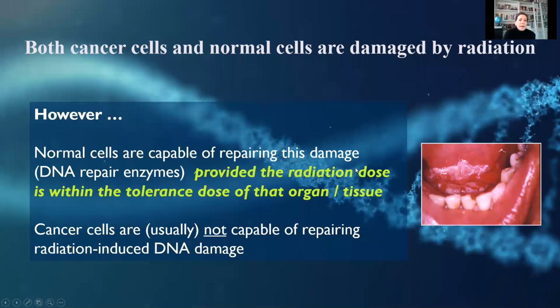So back to why we can use radiotherapy to kill cancer cells and how we try to balance that against the damage to the normal tissue. So normal cells are capable of repairing the damage that's done to them by the radiotherapy. So it's not as though when you radiate someone, only the cancer cells suffer. Obviously, all the cells are damaged, but we have DNA repair enzymes, and they will repair the damage done by the radiation within 6 to 8 hours of the radiation dose, provided that you don't exceed the tolerance dose of that organ or tissue.